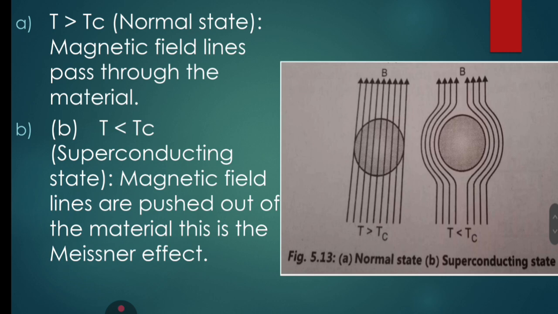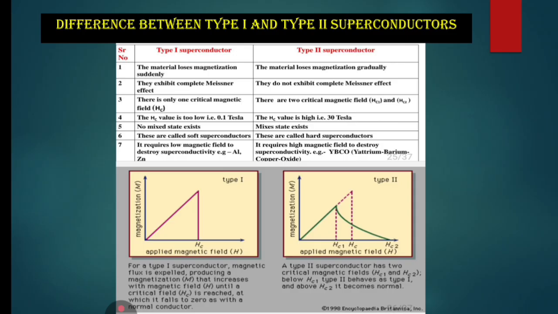When temperature is greater than critical temperature, the magnetic field lines pass through the material, and in figure B, when temperature is less than critical temperature, magnetic field lines are pushed out of the material. This is the Meissner effect. Now let us see the difference between type 1 and type 2 superconductors.